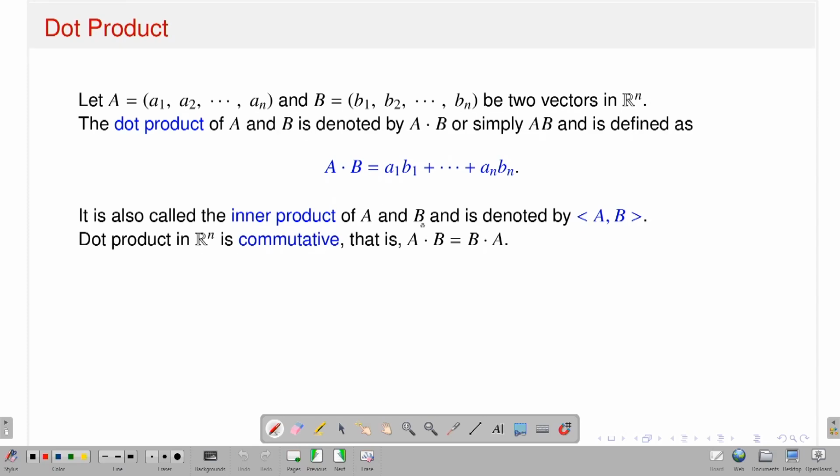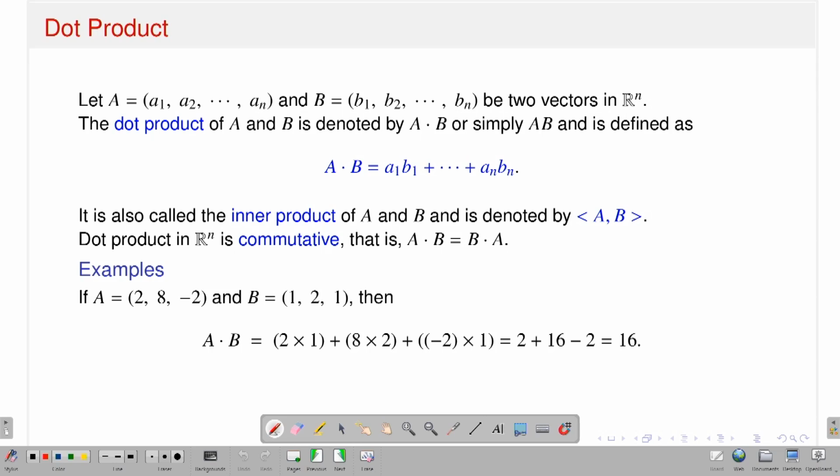The first property of the dot product is that it is commutative, that is, A dot B equals B dot A. You can take the dot product in either order, because they give the same value. Another observation is that the dot product gives a scalar value. So this is an operation between two vectors yielding a scalar.